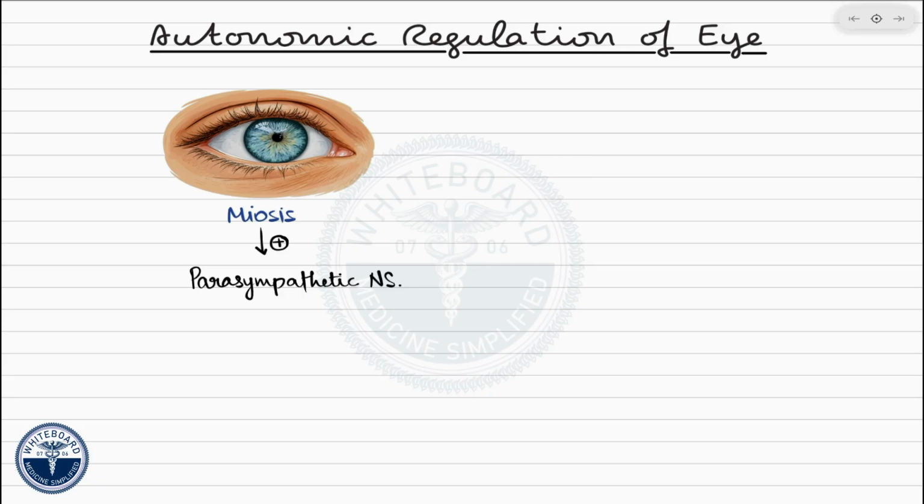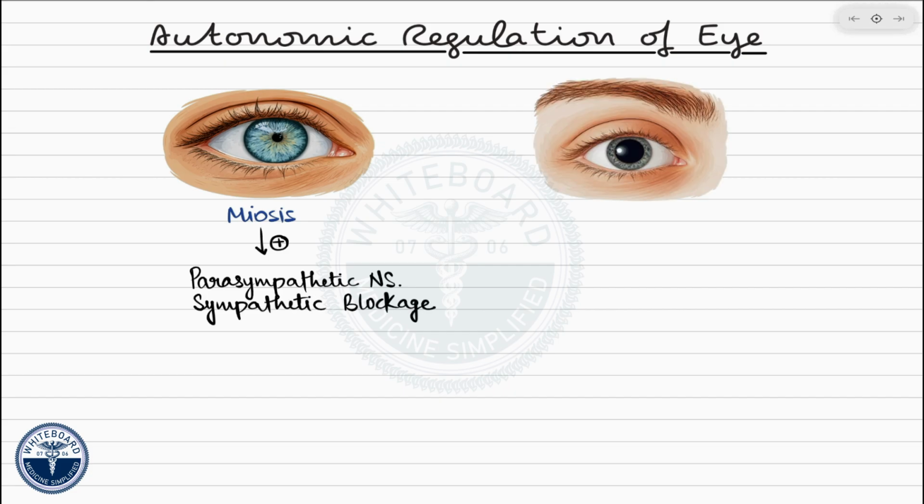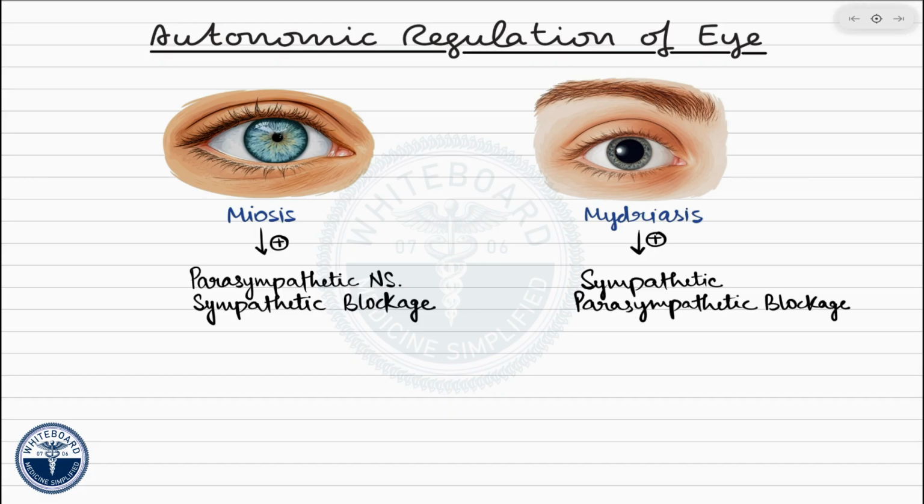But what if I told you that the exact same finding could also occur when the sympathetic nervous system is blocked? Now consider another patient who presents with dilated pupils, or mydriasis. Based on our previous discussion of the adrenergic system, we might assume that this is due to sympathetic stimulation. However, could the same finding also result from blockade of the parasympathetic nervous system? This creates an interesting challenge.